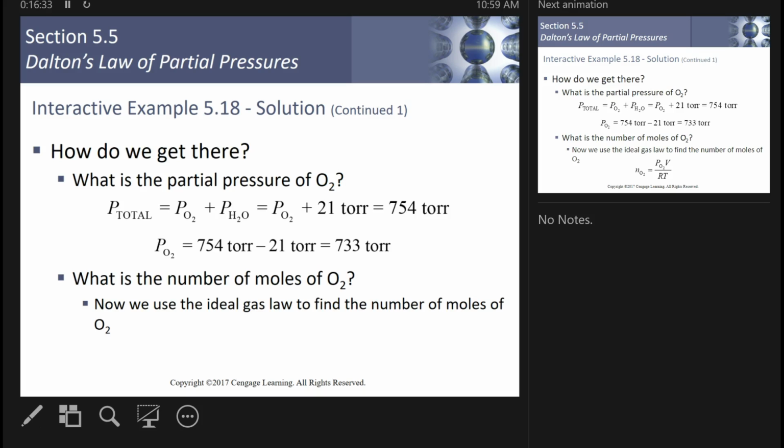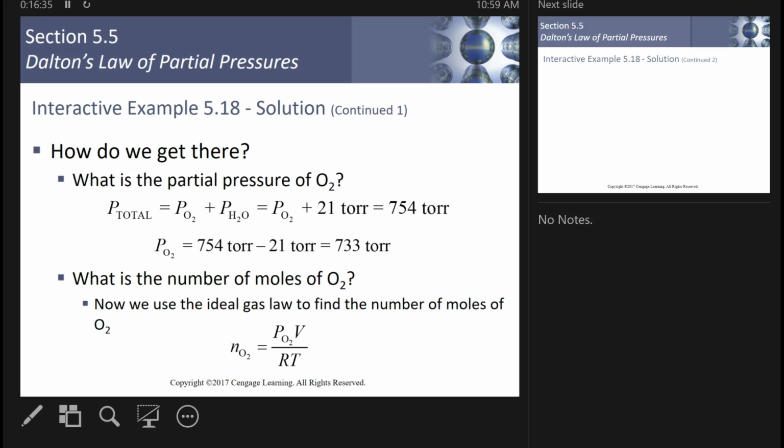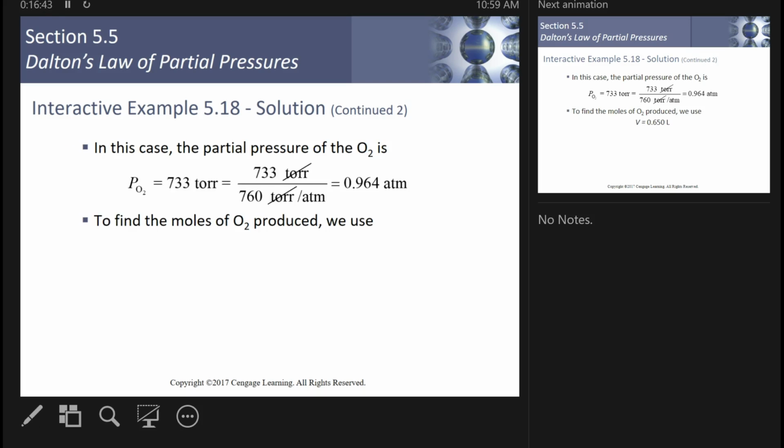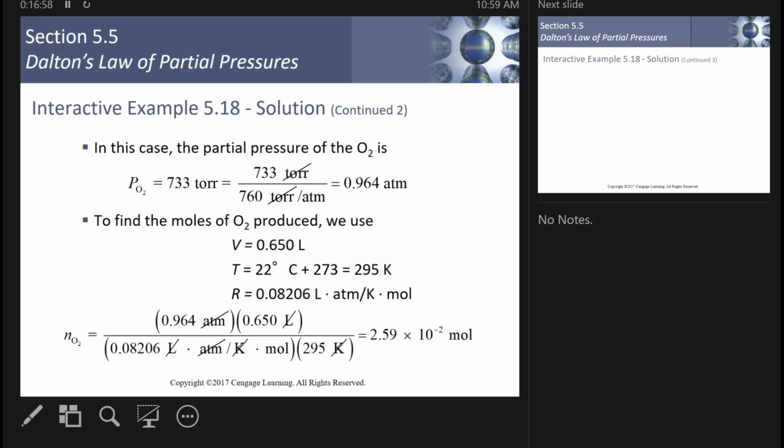So you got the partial pressure of oxygen, right? Then we found the number of moles of oxygen from PV equals nRT. That should have been 0.964 atmosphere. Yeah, I got 0.964 atm. Moles of oxygen, 2.59 times 10 to the negative 2, which is 0.0259.